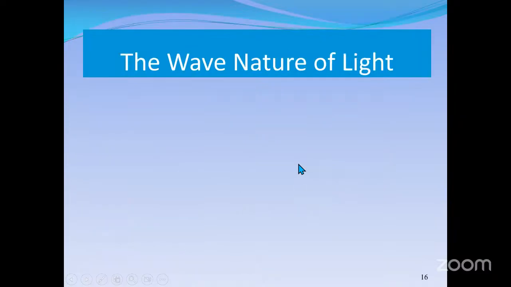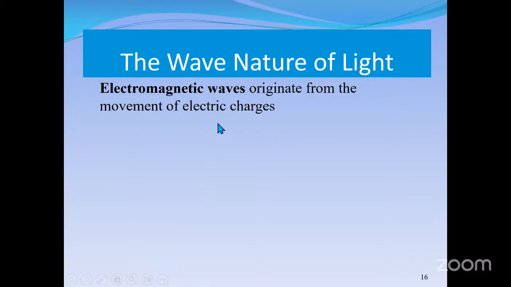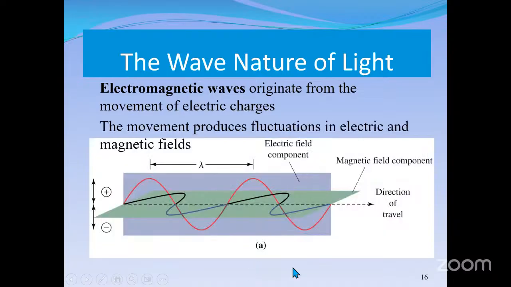Now, as I said before, the nature of the wave that I just described on the previous slide is very similar to the nature of the wave that's associated with light and all forms of electromagnetic radiation, all right? So electromagnetic waves, among which light is a form of EM waves, originate from the movement of electric charges. And this diagram here shows you basically how that works.